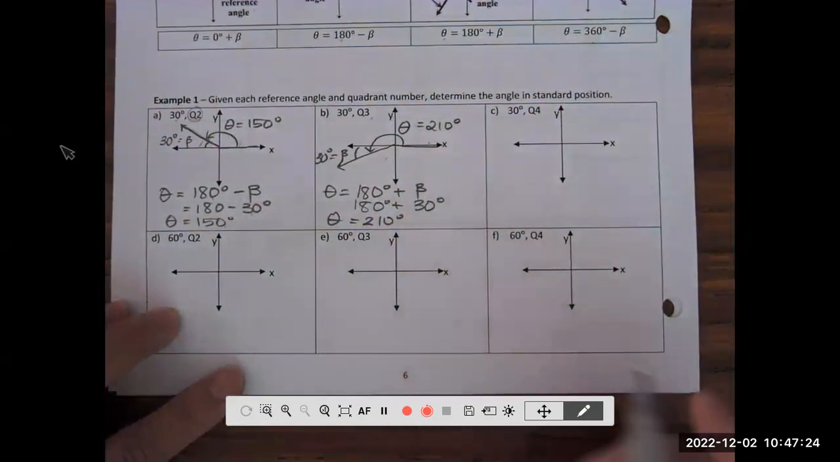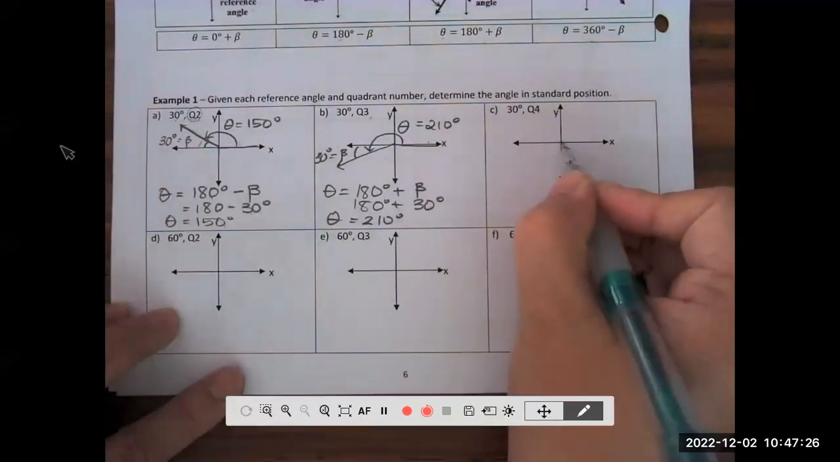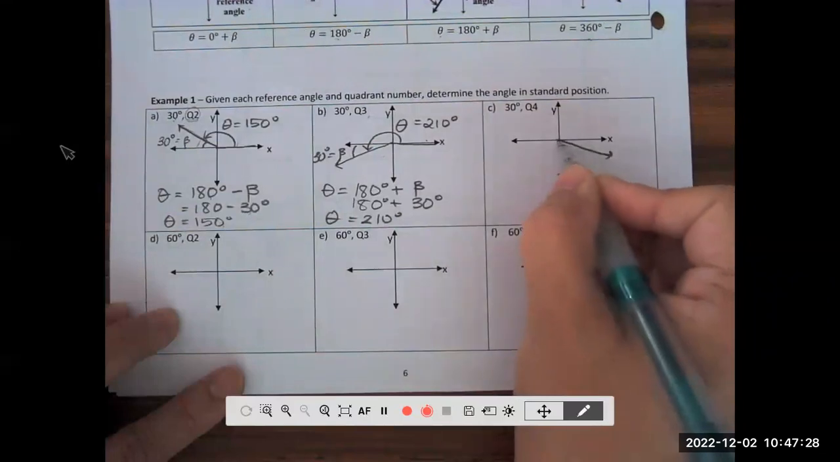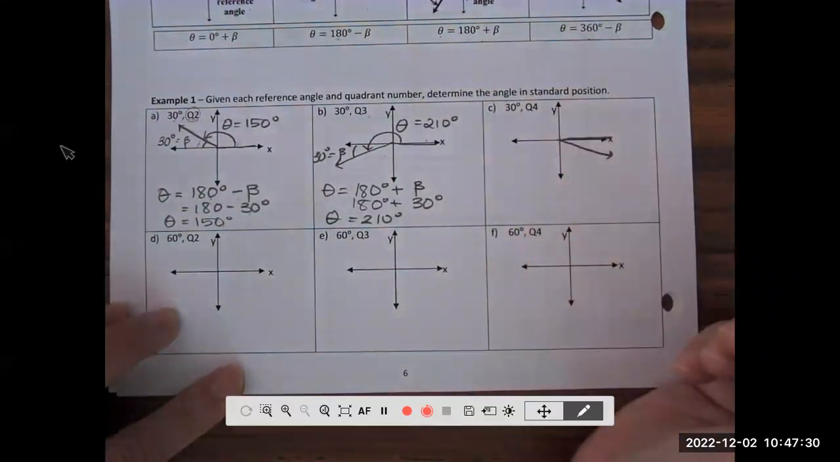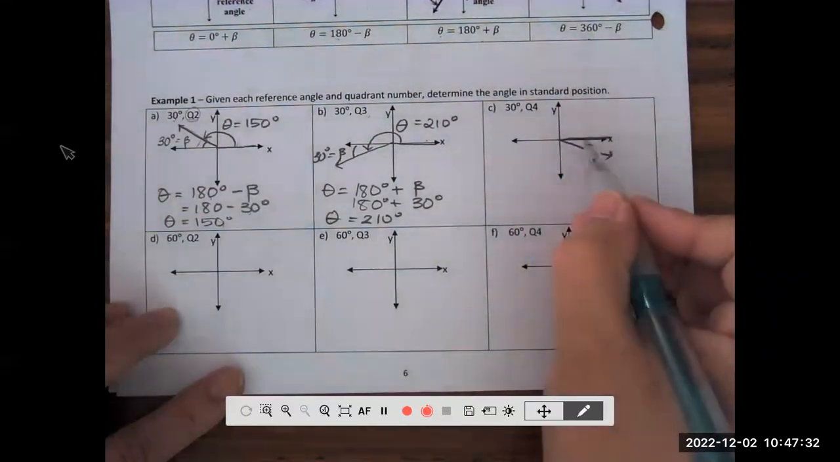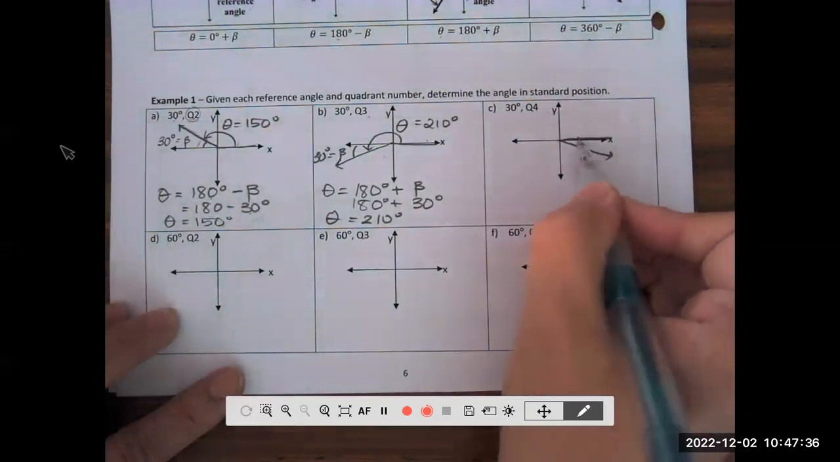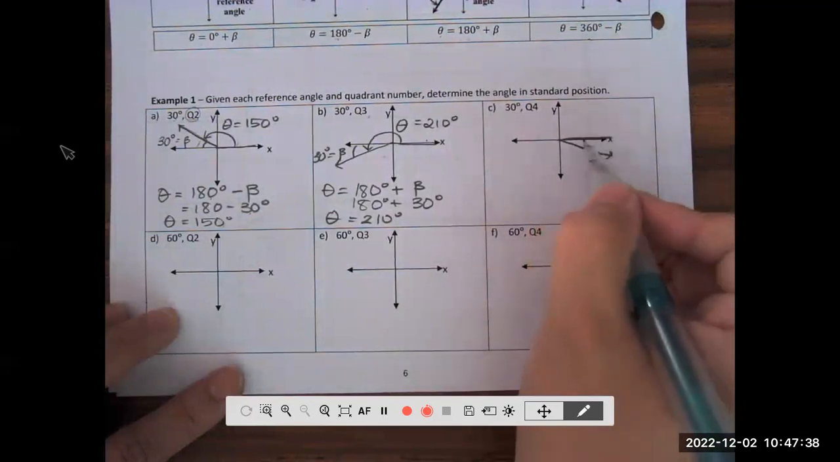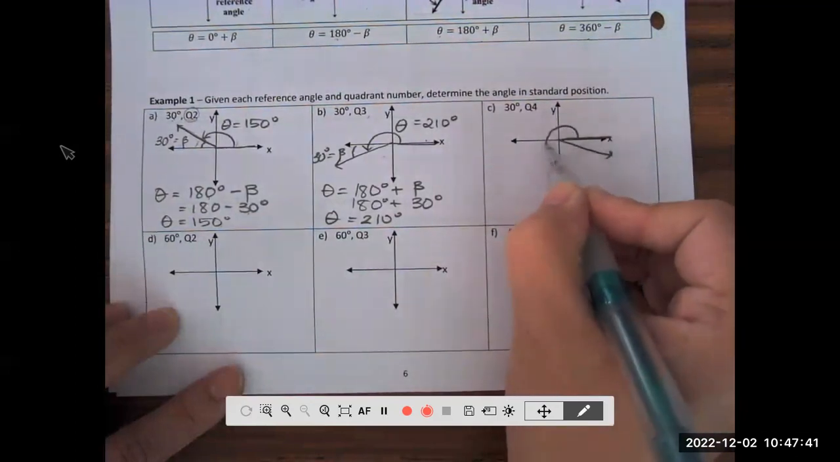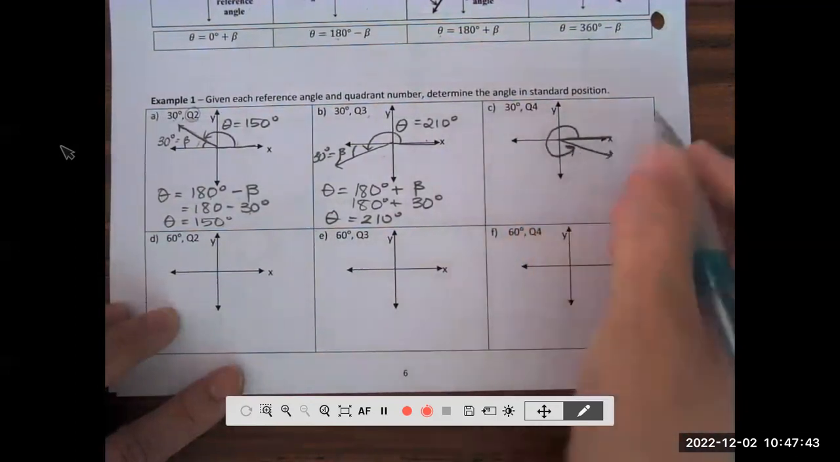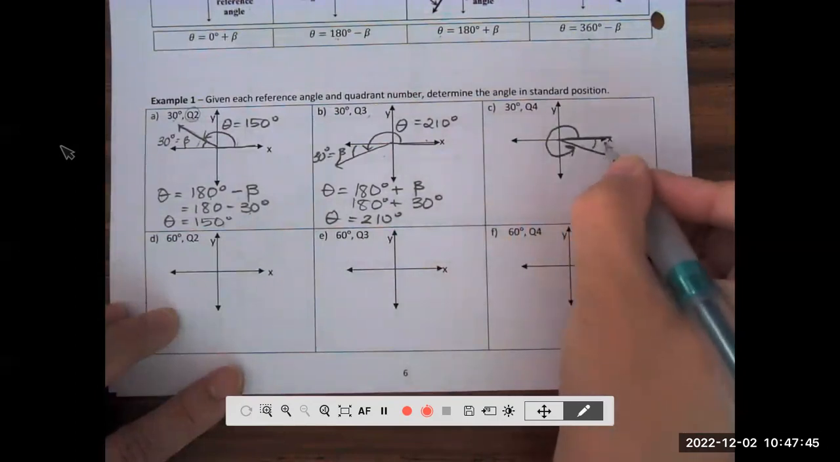Okay, now we're in quadrant number 4. So I'm drawing my angle in quadrant number 4. So where is my theta? Is this my theta? No. That's my beta. So my theta goes all the way around. Kind of looks like Pac-Man a little. And then this is beta.